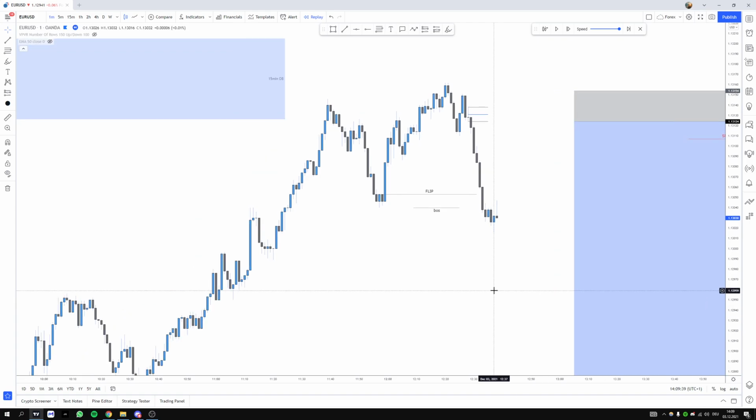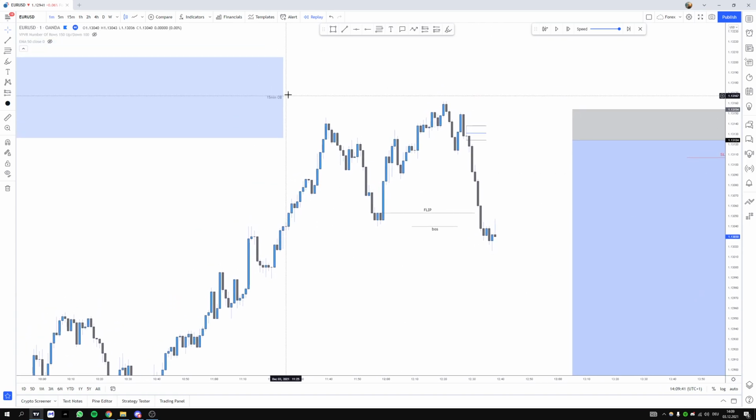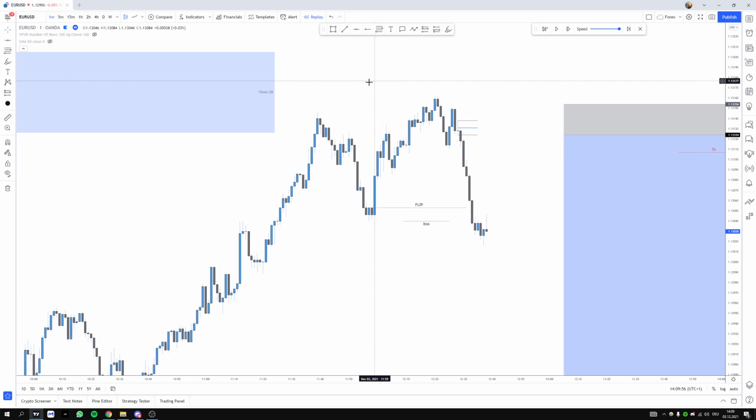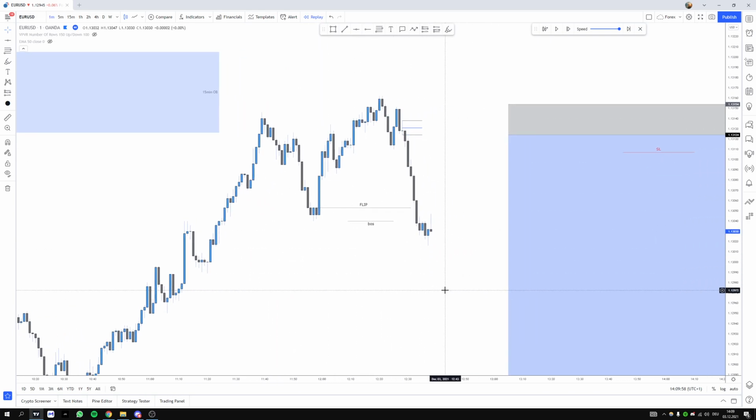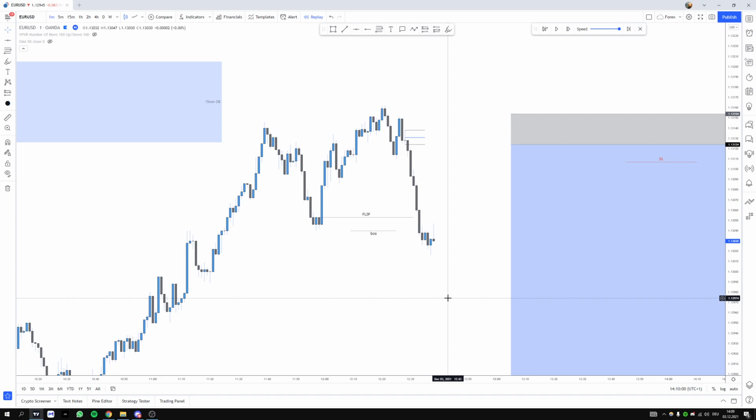So price was clearly coming into our order block. As you can see here, price came in and mitigated that order block. It wasn't the 50%, but it was very close. So let's have a look at this. Now price, let's go a bit back like this.